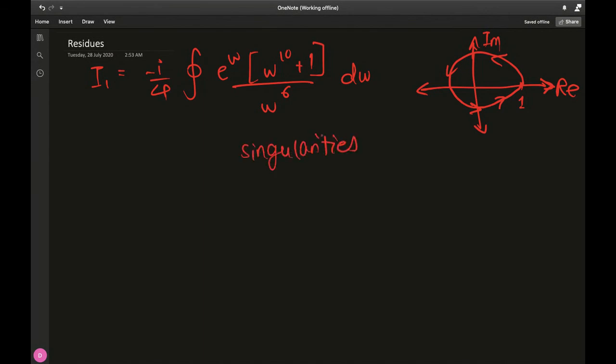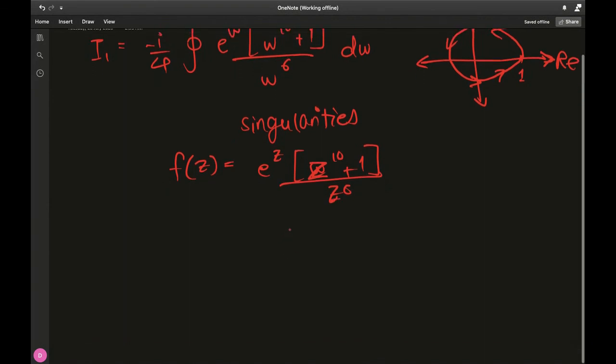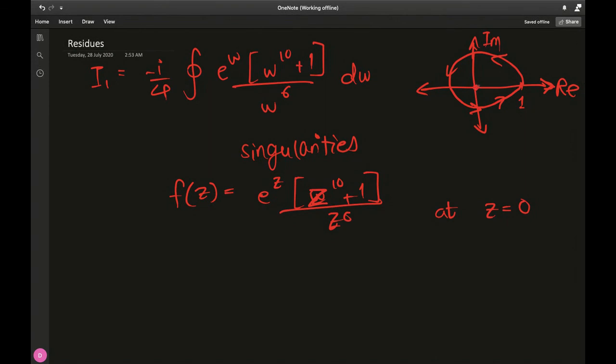And singularities are points where this function, let me define the function first. So f of z is basically the integrand of this thing, but write all the variable terms in terms of z to denote a complex variable. So e to the z times z to the 10th power plus 1 divided by z to the 6th. Okay, so where is it that this f of z is actually blowing up to infinity? Where is it undefined? Well, notice it's undefined when the denominator is 0, and that happens at z equals 0, or basically the very center point.